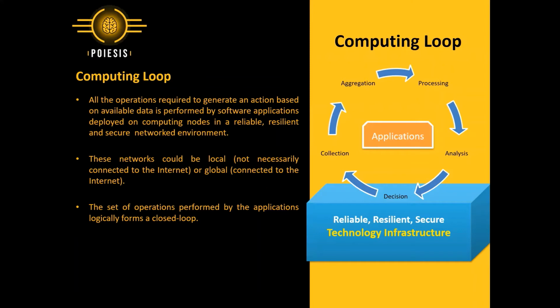The set of operations performed by the applications logically forms a closed loop. This involves data collection, aggregation, processing, analysis, and finally decision making. The next and most crucial factor that determines the success of an IoT initiative is closing the computing loop.